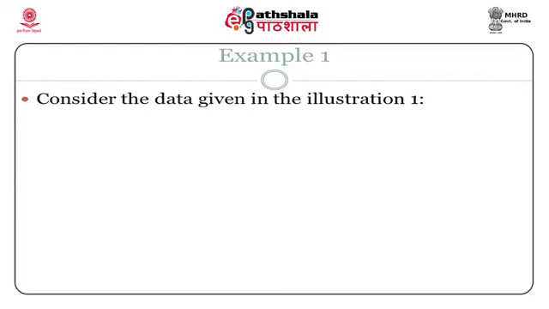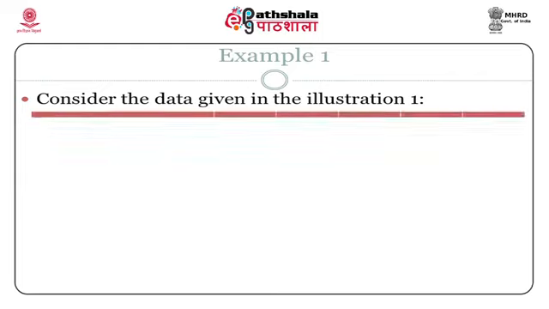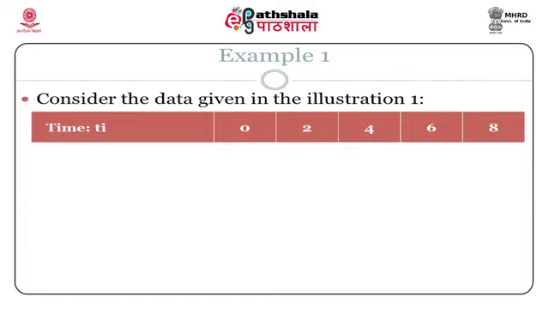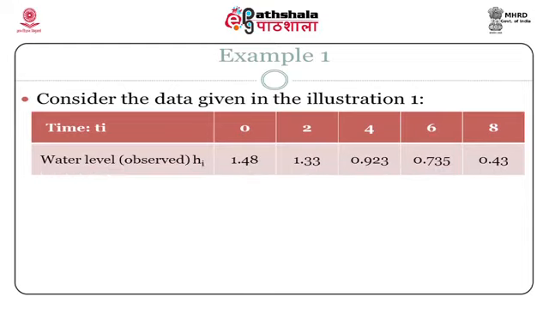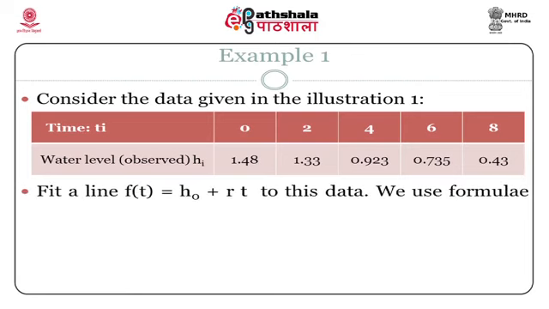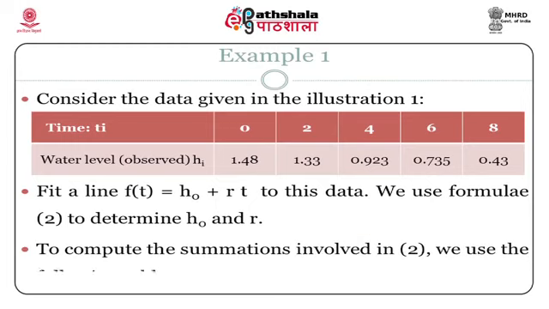We know that we are given observed data values of water level and time. So time is 0, 2, 4, 6, 8, and the corresponding observed water levels are 1.48, 1.33, 0.923, 0.735 and 0.43. Fit a line f(t) equal to h0 plus rt to this data. We use formula 2 to determine h0 and r. To compute the summations involved in formula 2, we use the following table.